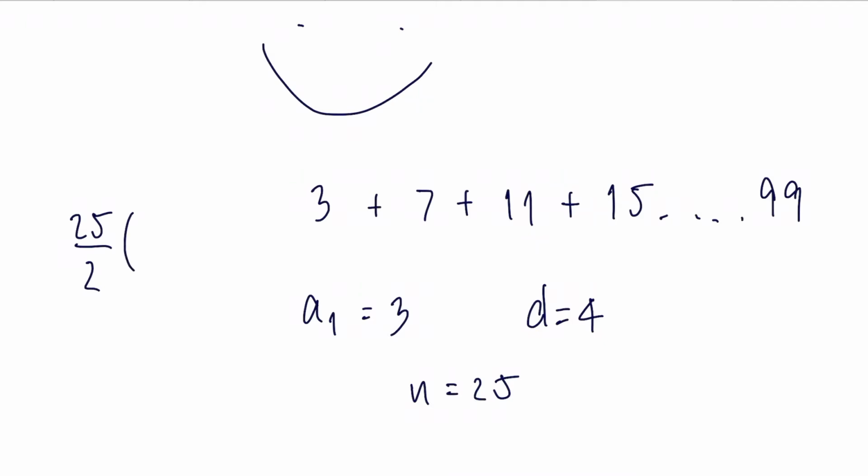25 divided by 2 times (3 plus 99). The result that you get would be 1275.